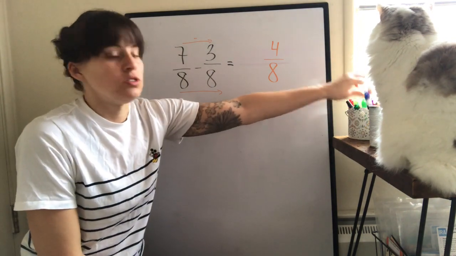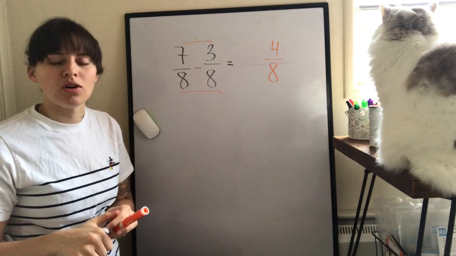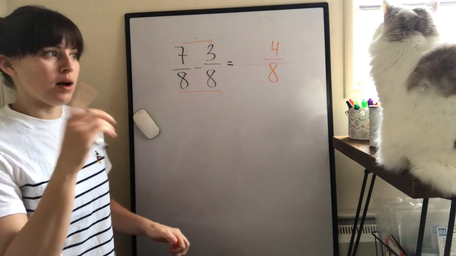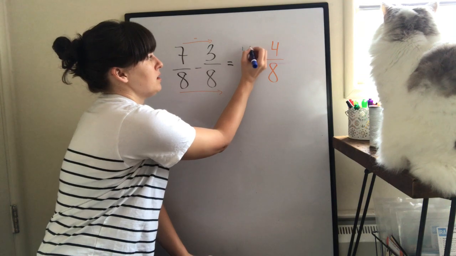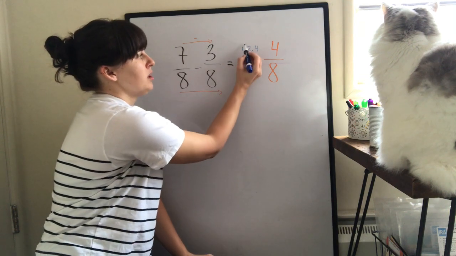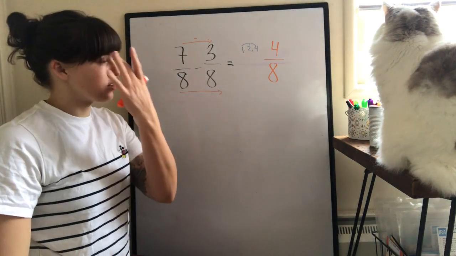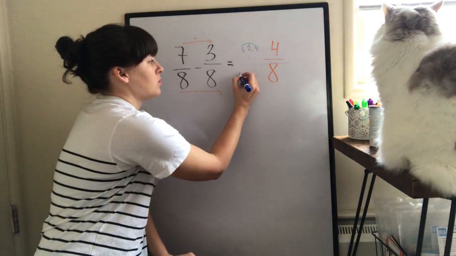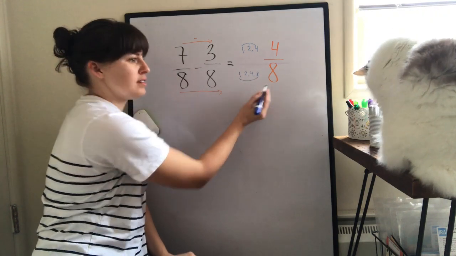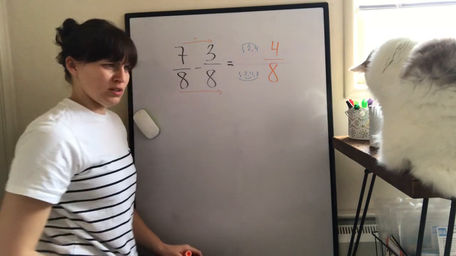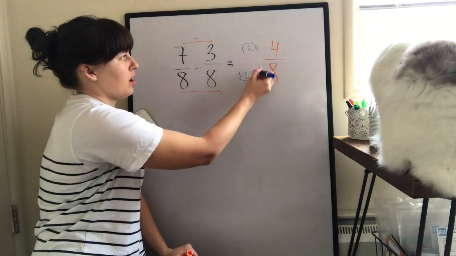Now, one thing we need to remember to do is simplify. Some of you guys can look at 4/8 and already know how to simplify this, but I'm going to go through the factors just in case. 1, 2, and 4, because 1 times 4 is 4, 2 times 2 is 4. So those are my factors of 4. 8: 1, 2, 4, 8. 1 times 8 is 8, 2 times 4 is 8. So those are my factors of 8. The biggest number in both columns.